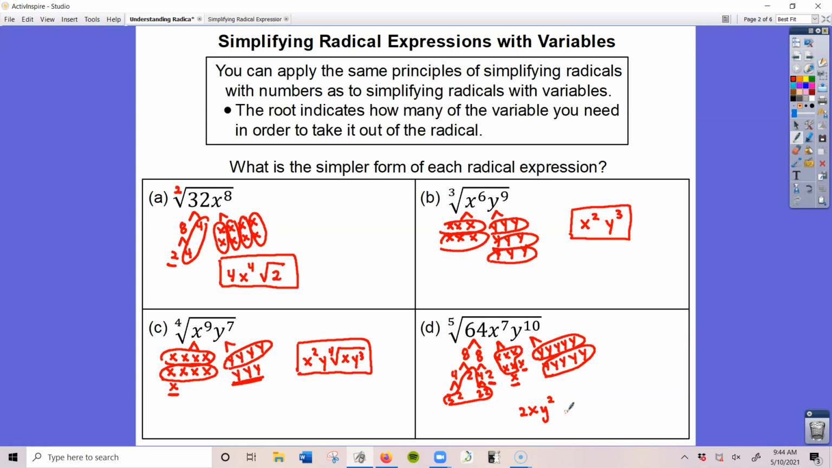Now left over for the inside, so that means it's going to stay inside of that 5th root, is 1, 2, and 2 x's, which would be x squared. And this would be our final answer.